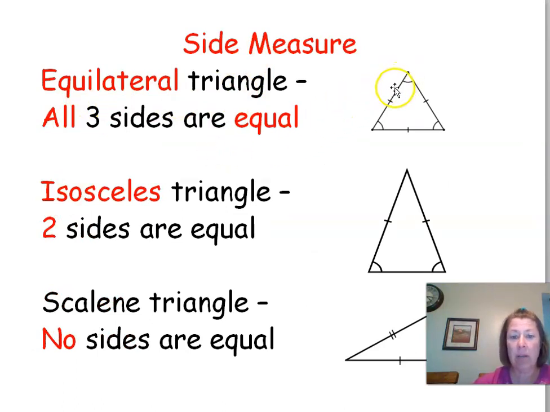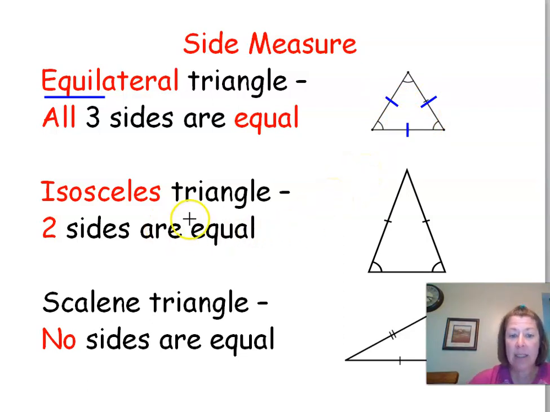So triangles we know have 3 sides. And in an equilateral triangle, okay, you see a form of that word equal right here. All 3 sides are equal. And you'll notice that to show that these 3 sides are equal, they've put 1 dash on each side. So that shows when this one has 1, this one has 1, this one has 1. That shows that all 3 of those sides are equal.